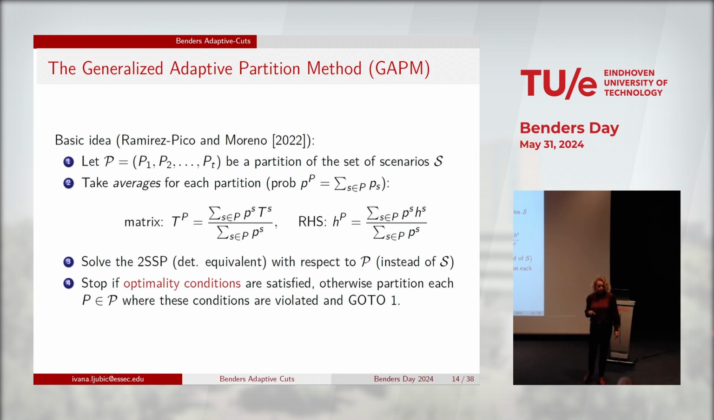smaller deterministic equivalents. And so that was really a nice idea, but as I said, the key point for them was that they were solving here the deterministic equivalent. So we were wondering, can we actually apply now this idea to Bender's decomposition?